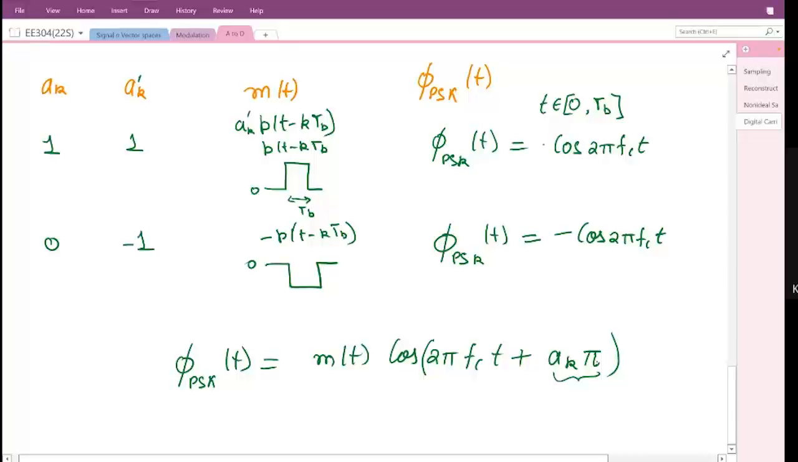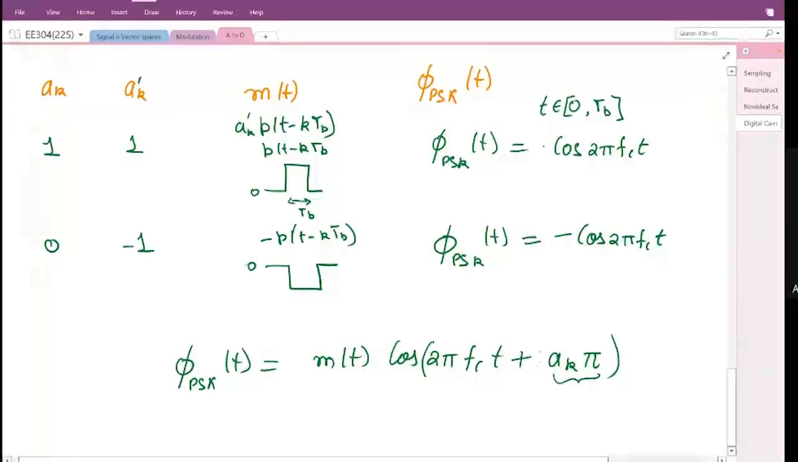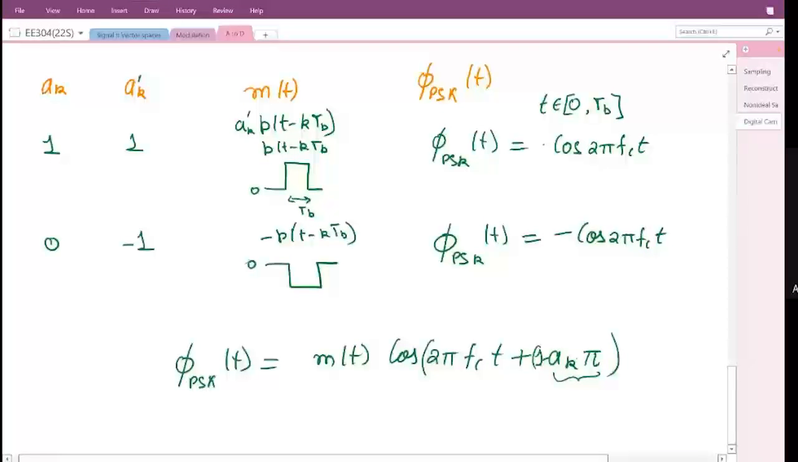Yeah, so like that. But in here this thing has reversed. Why? Because for 1 there was no phase change, but for 0, so what we can do is we can say this thing as 1 minus AK, because we want to change 0 to 1 and 1 to 0. You want to change 0 to 1 and 1 to 0.